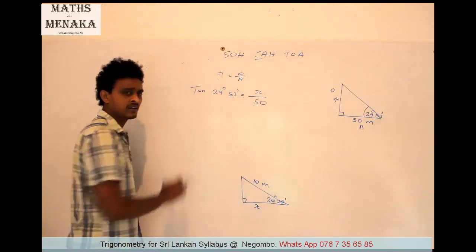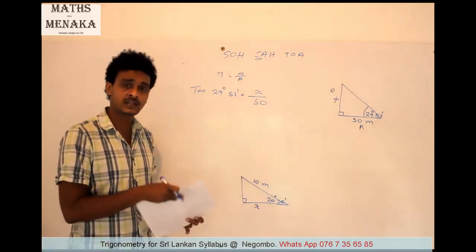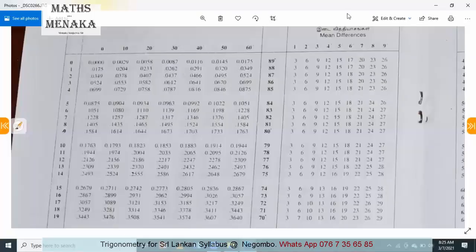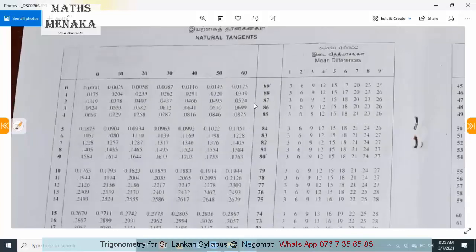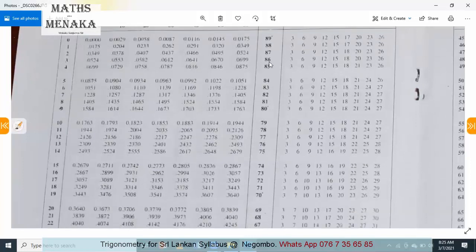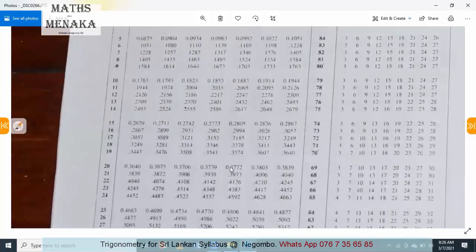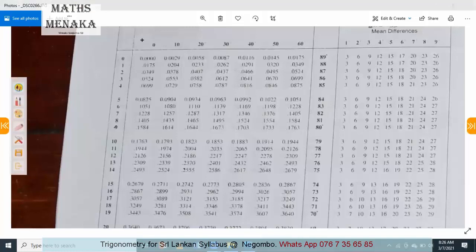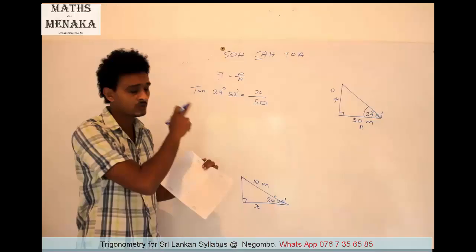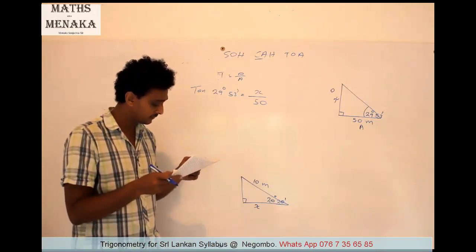Now find the tan value of this one. To find the tan, you have to go to natural tan. Tan and sine are almost the same. In the tan table also, you have to add the mean difference. The tan value also you have to find using the left hand side column and the upper bar. First you have to go to 29 degrees 50 minutes. We have to find 29 53.